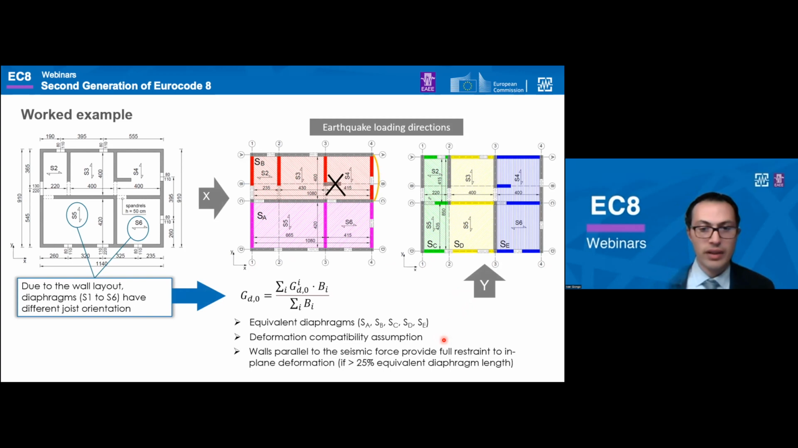Walls that are oriented parallel to the seismic force are assumed as full restraints for the in-plane deformation of the floors, provided that such walls have sufficient strength and stiffness. So tentatively here, any wall that is at least 25% of the total width of the equivalent diaphragm is considered effective. For this reason, for an earthquake acting along the X direction, the short wall here on the B wall line was not considered effective. And therefore, you see that the equivalent diaphragm SB spans from line A to line C.